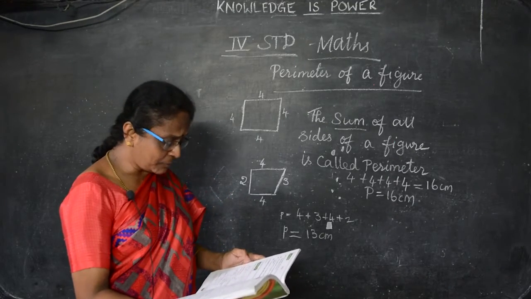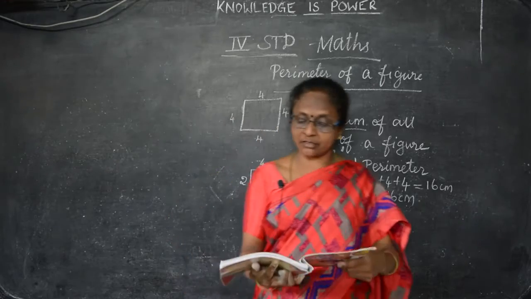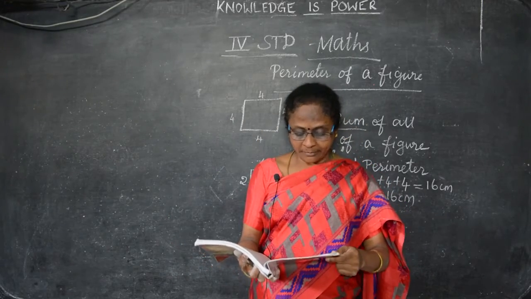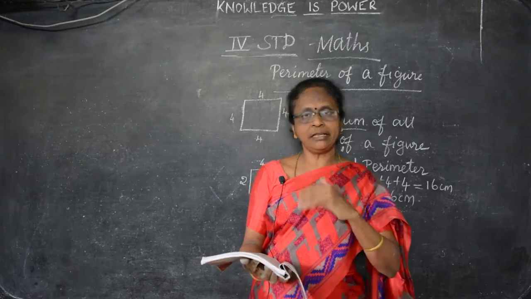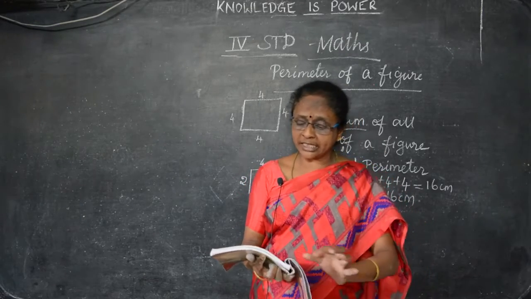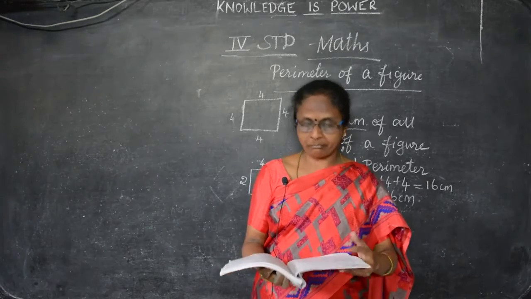Here they have given some pictures. Shall we see some more pictures? There are 4 more pictures. So shall we see the perimeter of a picture? Any diagram they will give, whatever picture they give, you can measure all the 4 sides, add and write the numbers. That is all, that is the perimeter.